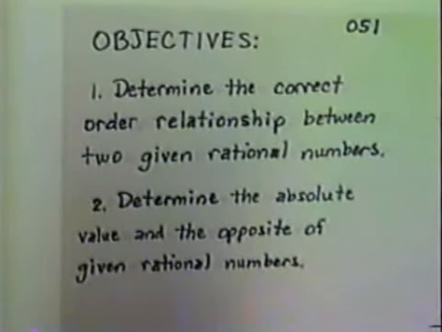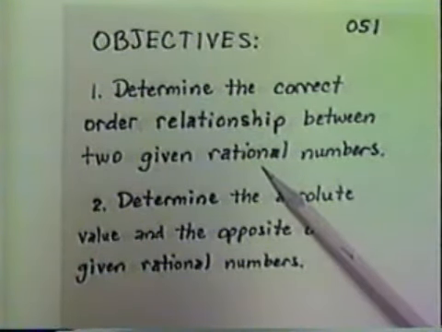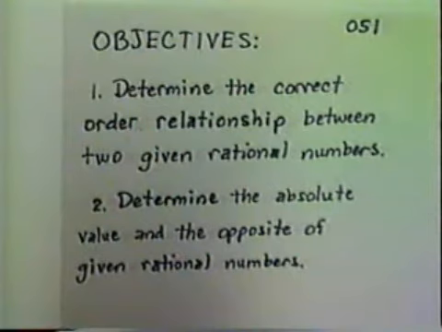We have two objectives. Determine the correct order relationship between two given rational numbers, and determine the absolute value and the opposite of given rational numbers. We're working with rational numbers, and that means we need to know what rational numbers are. So we'll begin by looking at sets of rational numbers, defining the rational numbers, and then we can perform our objectives.